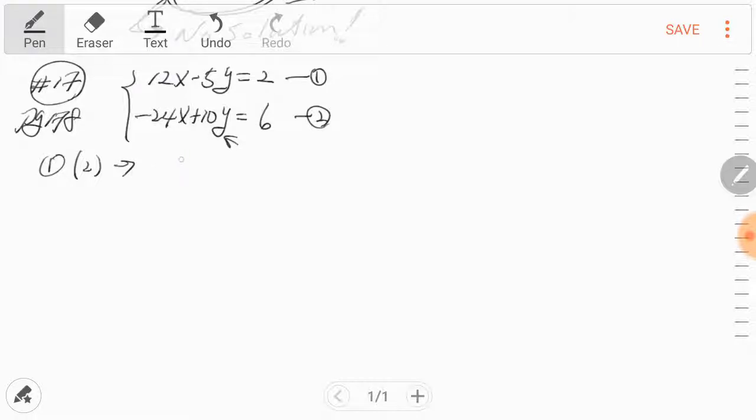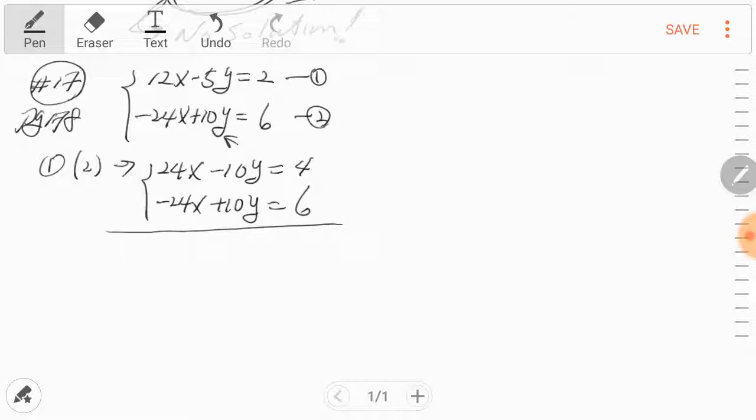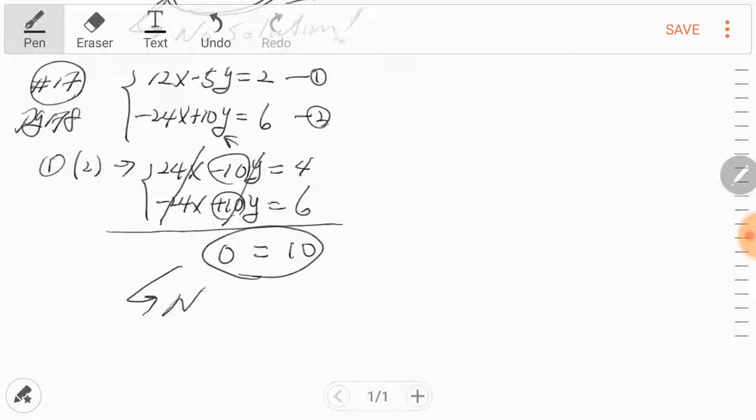So multiply the first equation by 2, then 24x minus 10y equals 2 times 2, which is 4. And the second equation is negative 24x plus 10y equals 6. Since the coefficients of y are opposite each other, when we add these two, it becomes 0. Fortunately, look at this. The x term cancels out, the y term cancels out, 0 equals 10. And this result is false. So our conclusion is what? No solution.